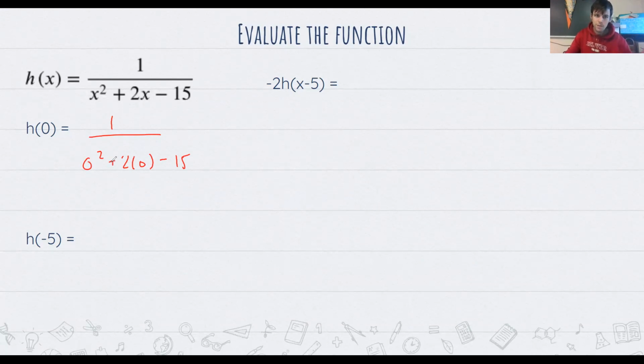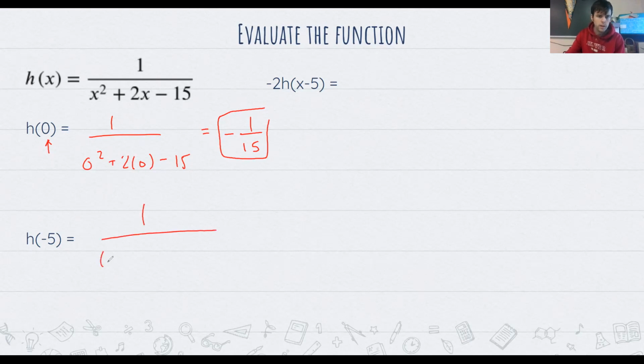0 squared is 0 plus 2 times 0 is 0. We just get 1 over negative 15, which actually is just negative 1/15. Pretty simple there. 0 is a great input. Another thing to keep in mind is technically what we actually found here is the y-intercept, because when your input is 0, the output is where the graph of this function would cross the y-axis. Convenient sometimes. And then we'll go ahead and plug this one in here, negative 5.